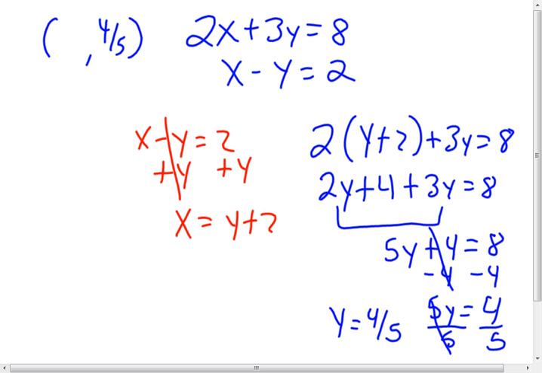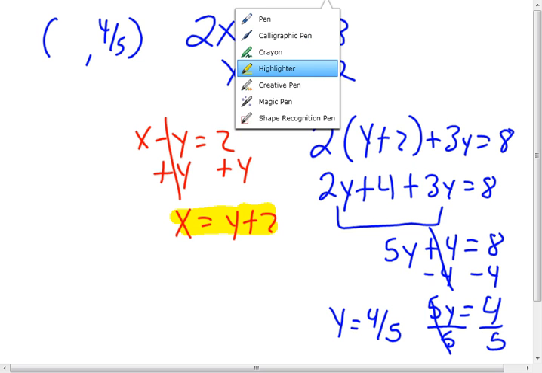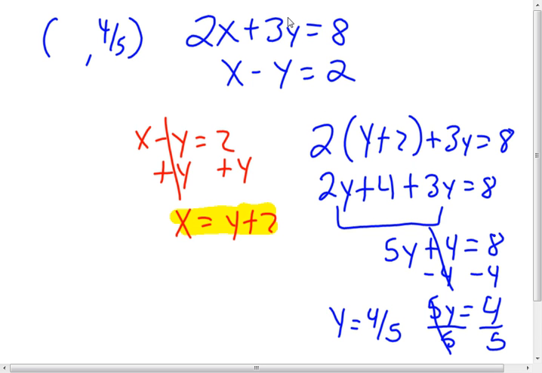And now we need to solve for x. Well, we've already solved for x in the red part, which was taken from the second equation. So since we have it solved for x, it's very easy for us to plug in for that y in that equation to find the answer. So using that equation, x equals y, which we'll substitute 4/5, plus 2.